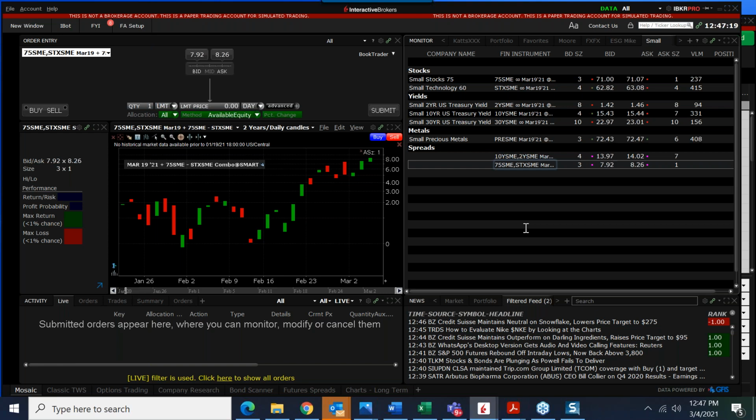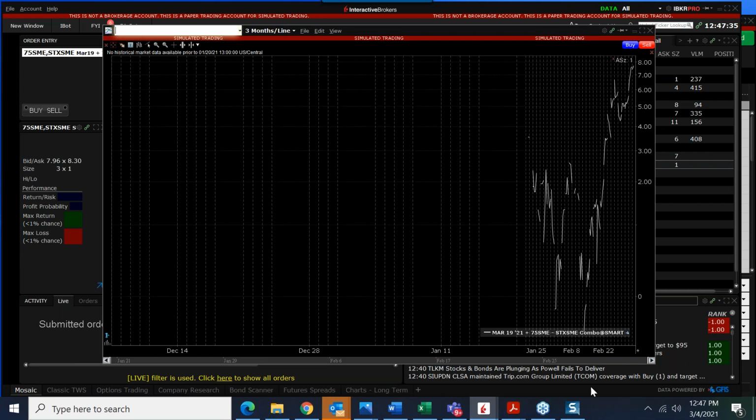A little context: that's actually a historical extreme in this spread to the upside. The 75 over the sticks going back the last few months here as we speak. It got as high as $6 a couple of days ago, climbed to $7, and now it's all the way up to $8 here. As you can see, the spread markets are one of the toughest things, no matter how great the platform, and this IBKR platform is a fantastic one.